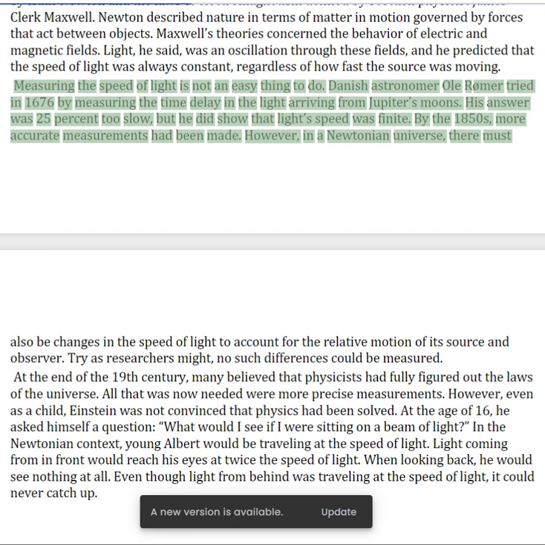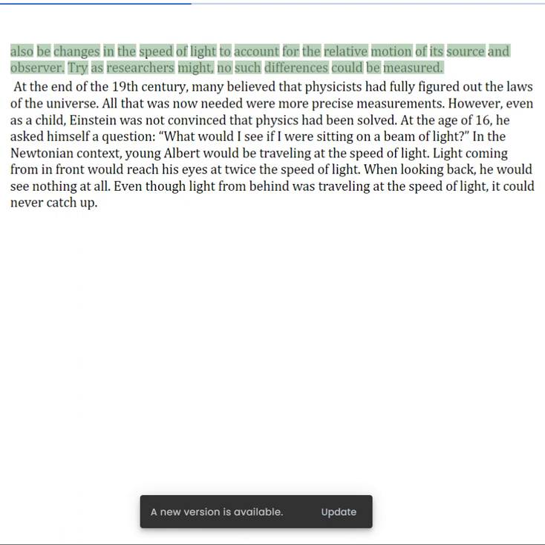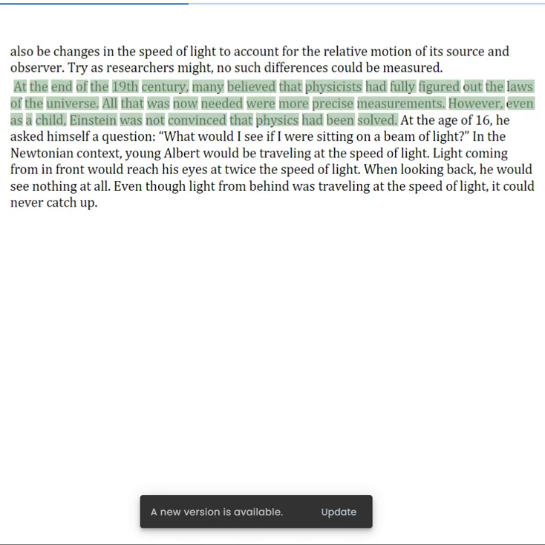However, in a Newtonian universe, there must also be changes in the speed of light to account for the relative motion of its source and observer. Try as researchers might, no such differences could be measured. At the end of the 19th century, many believed that physicists had fully figured out the laws of the universe. All that was now needed were more precise measurements.